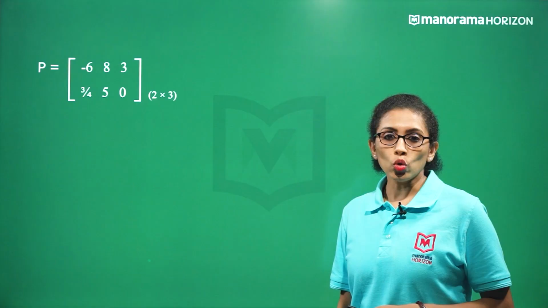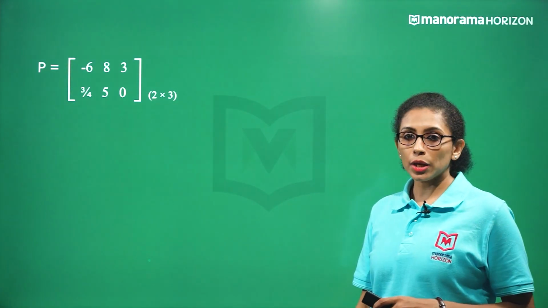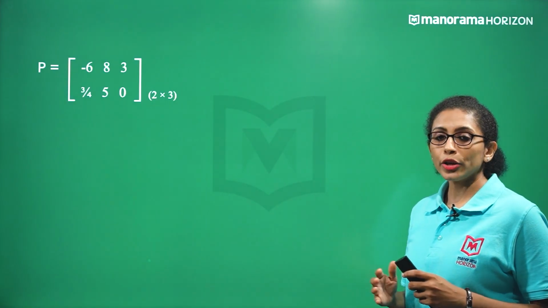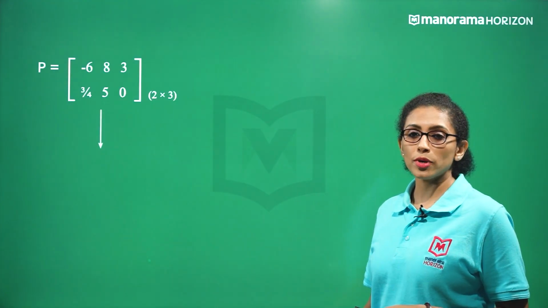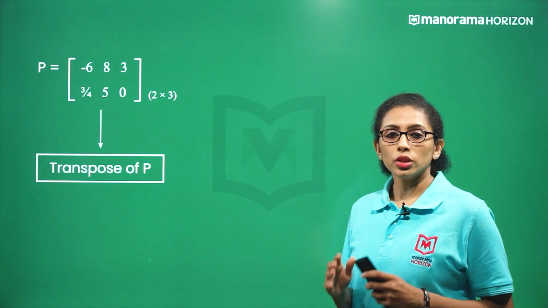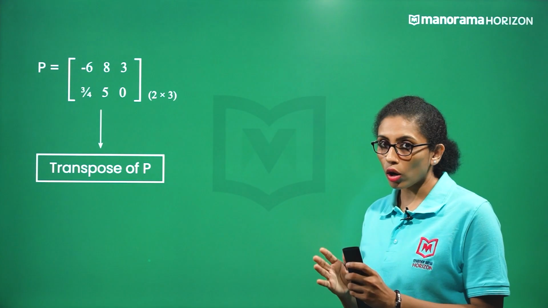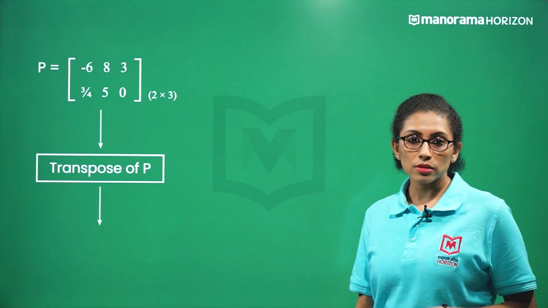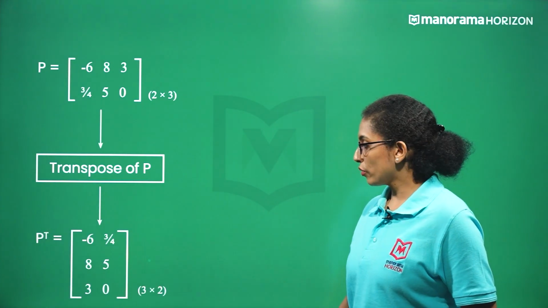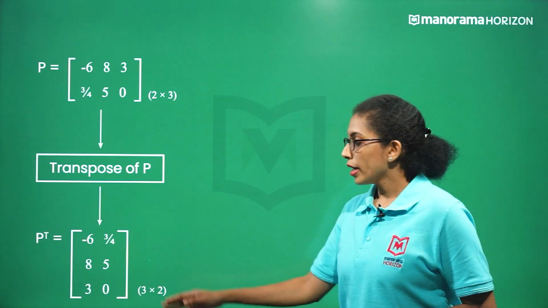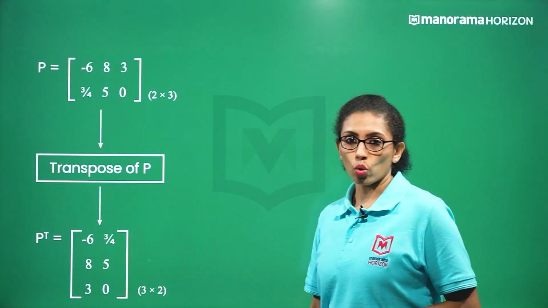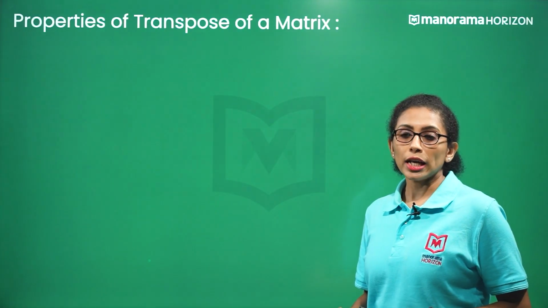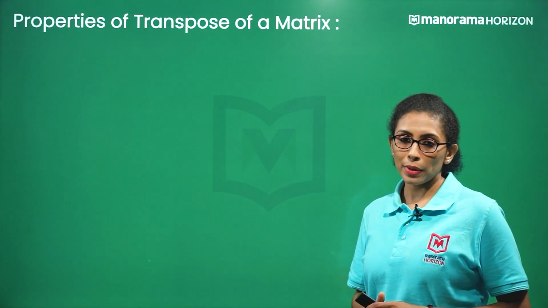Matrix P is equal to [-6, 8, 3; 4, 5, 0] of order 2 by 3. Now take your own time to find the transpose of matrix P. Remember, the rows become the columns and the columns become the rows. So what will be matrix P transpose? P transpose is equal to matrix [-6, 4; 8, 5; 3, 0] with the order 3 by 2. Let's now go through the properties of transpose of matrices.